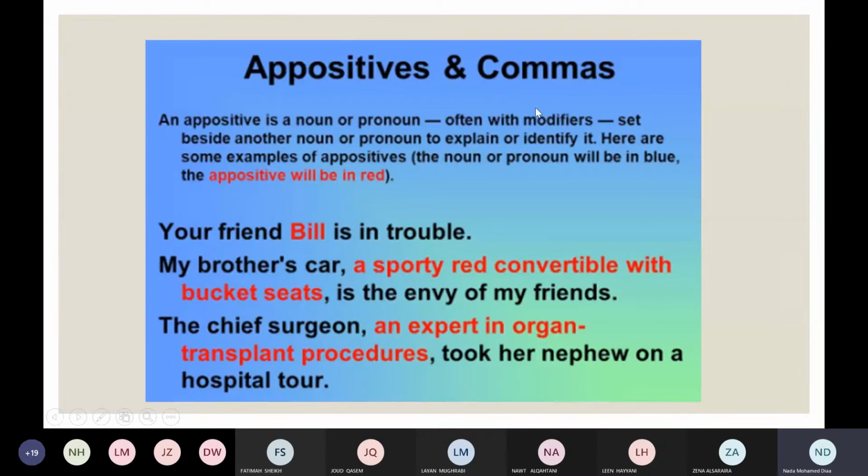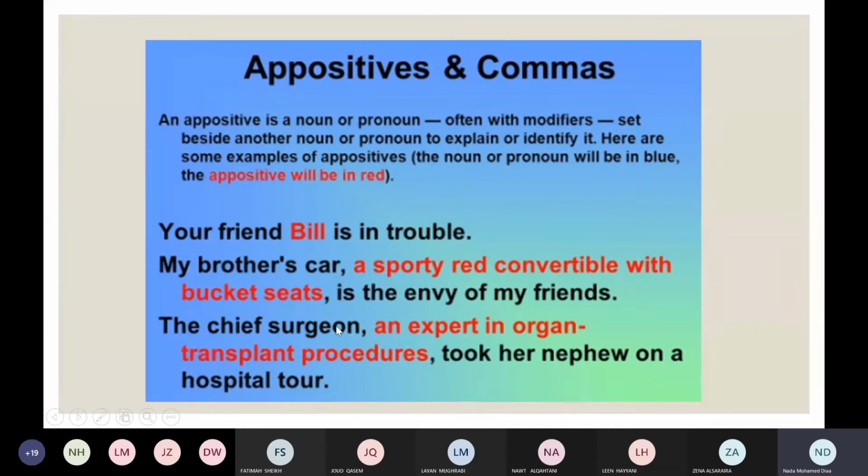Appositives and commas. An appositive is a noun or pronoun, often with modifiers. They sit beside another noun or pronoun to explain or identify it. Here are some examples. Your friend Bill is in trouble. My brother's car, a sporty convertible with bucket seats, is the envy of my friends. I can say my brother's car is the envy of my friends. There is no need to say a sporty convertible with bucket seats. So when I have a non-essential phrase in the middle, I can put it between two commas.